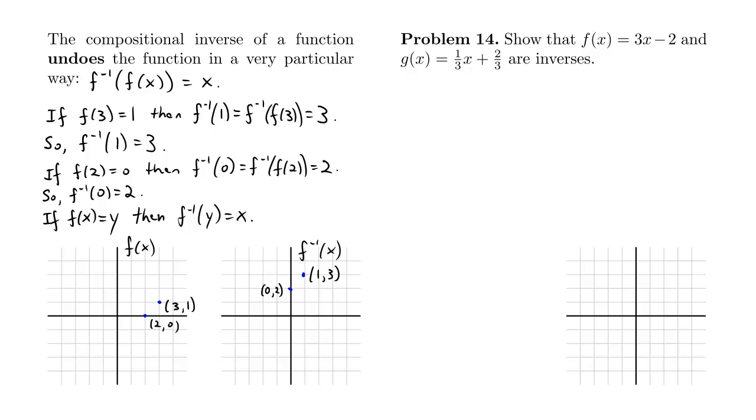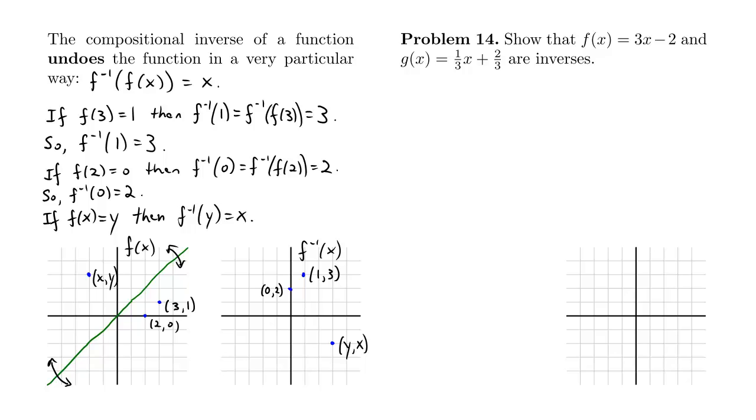We also see how we can draw the graph for the inverse. If a point (x, y) is on f, then (y, x) is on f inverse. We just have to swap the coordinates. What this does is reflect the graph of f in the line y equals x, in order to get the picture for f inverse.